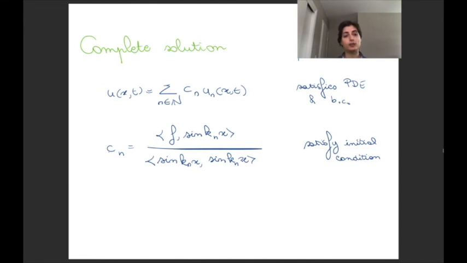So this is the complete solution. We can write the solution of our PDE as an infinite sum of a coefficient times u_n, where u_n is built on the ansatz of separation of variables. And this breakout into infinite components satisfies the PDE and the boundary condition. Then, in order to satisfy the initial condition, we impose that C_n satisfies the division between two inner products, with the initial condition f explicitly taking part in this.